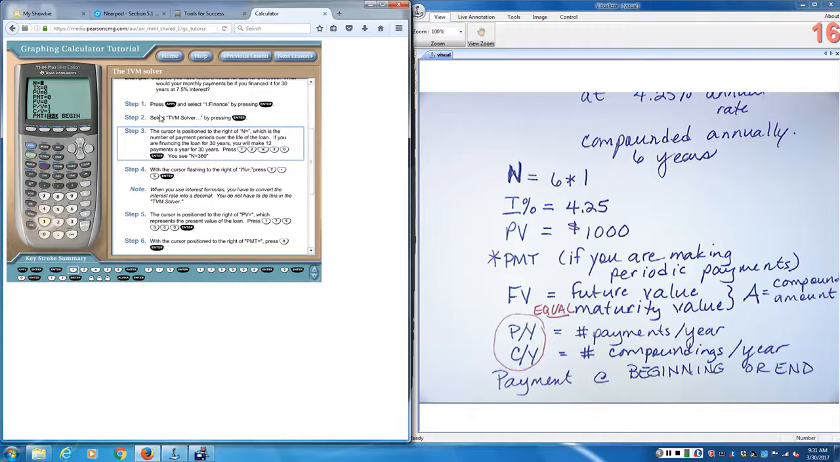Now in this case, when you read the problem, your cursor is on N. That's the number of payments over the life of the loan. Now if you've got a loan that's 30 years and you make monthly payments, how many payments are you going to make? If you've got a loan for 30 years on a house and you're going to make 12 payments a year, how many payments will you make? Because that's what N stands for.